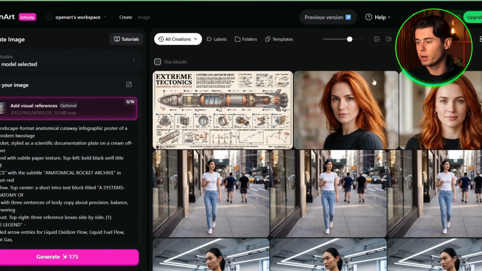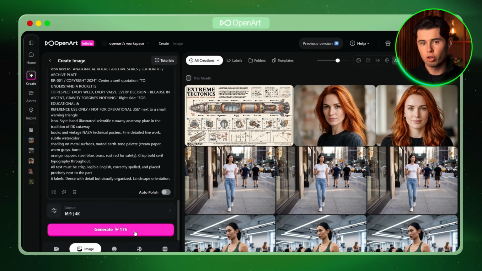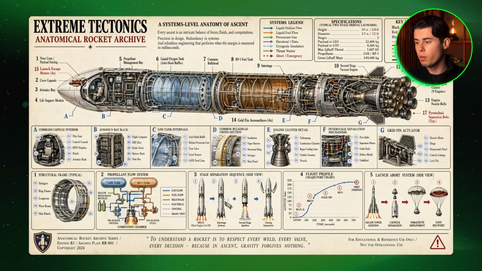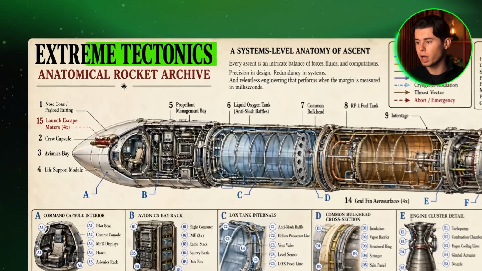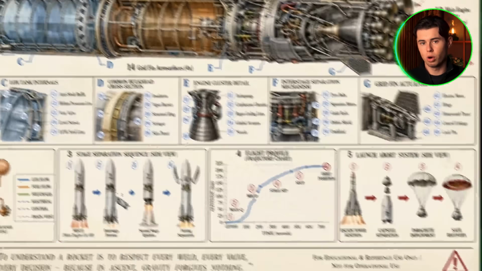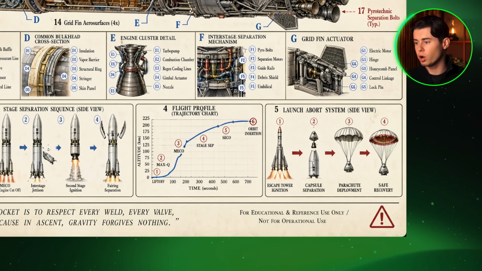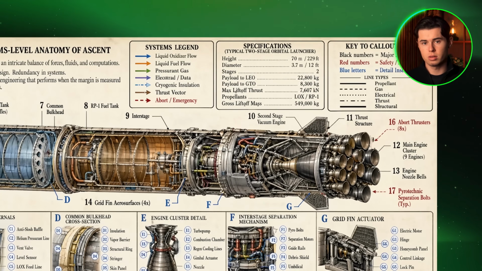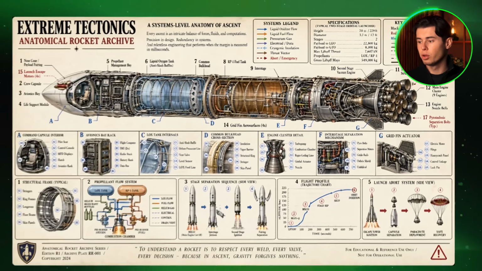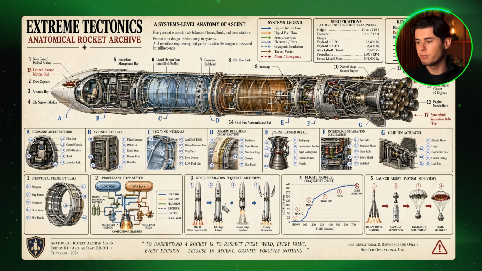So I'll switch the model, keep all the settings and the prompt the same, and hit generate. And the very first thing that stands out is the text. The title is one clean line, exactly like the prompt asked for. The footer is spelled correctly, there are no typos, and the systems legend, the specs table, and even the small captions are all readable and much more faithful to the prompt.